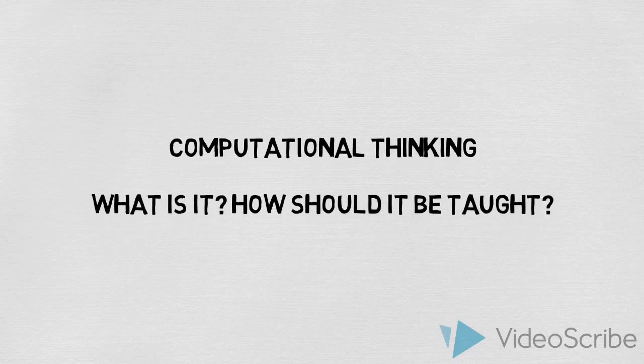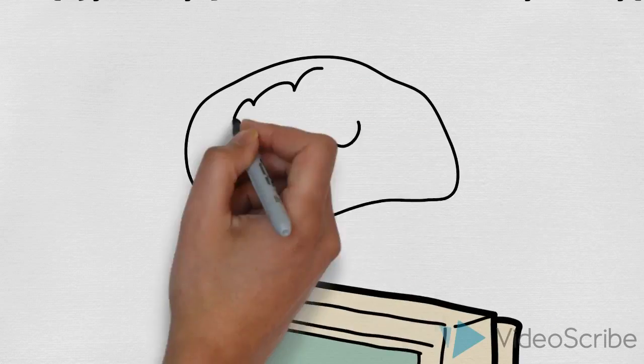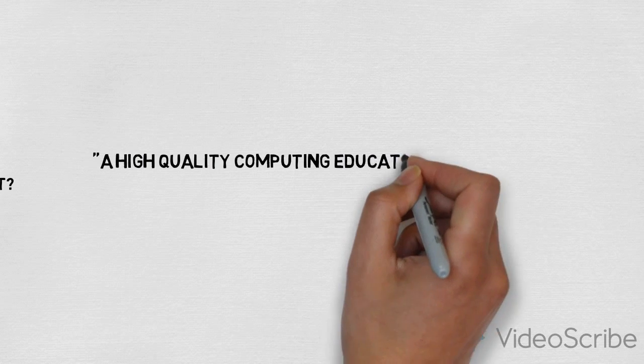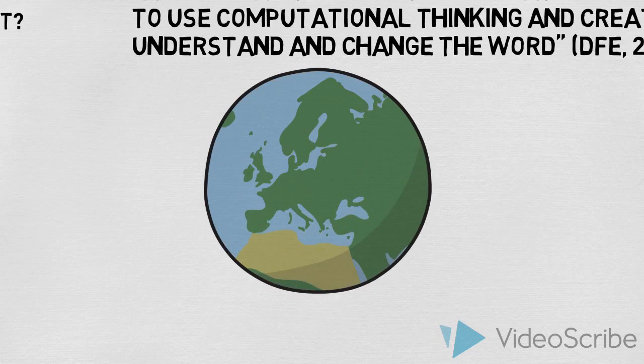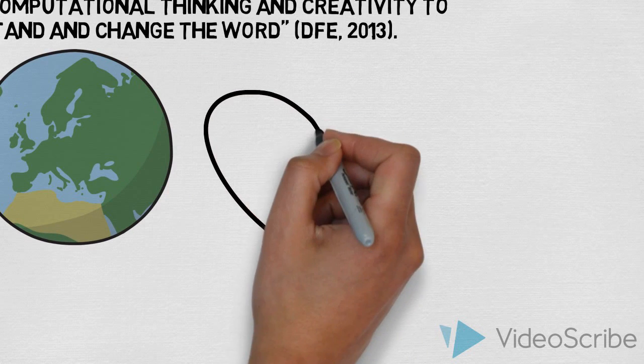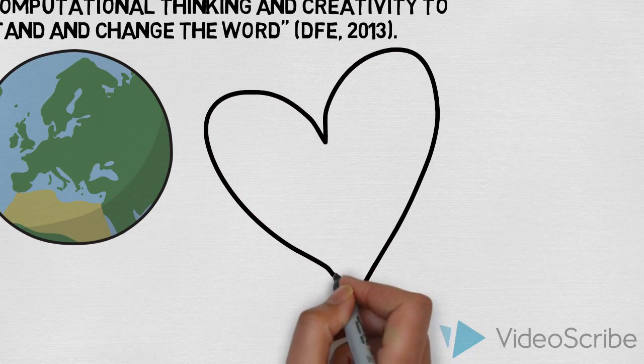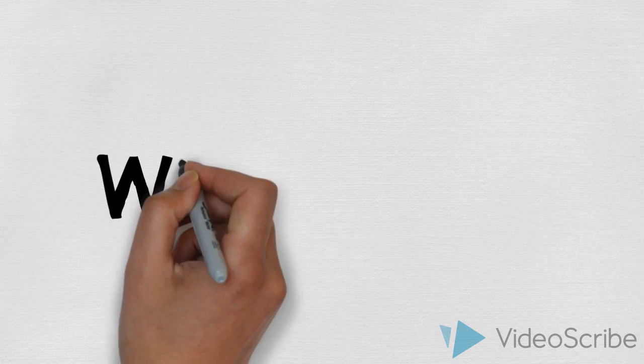Computational thinking, what is it and how should it be taught? Computational thinking is prevalent in the national curriculum, which states that a high-quality computing education equips pupils to use computational thinking and creativity to understand and change the world. Berry comments that this puts computational thinking at the heart of the curriculum's ambition.